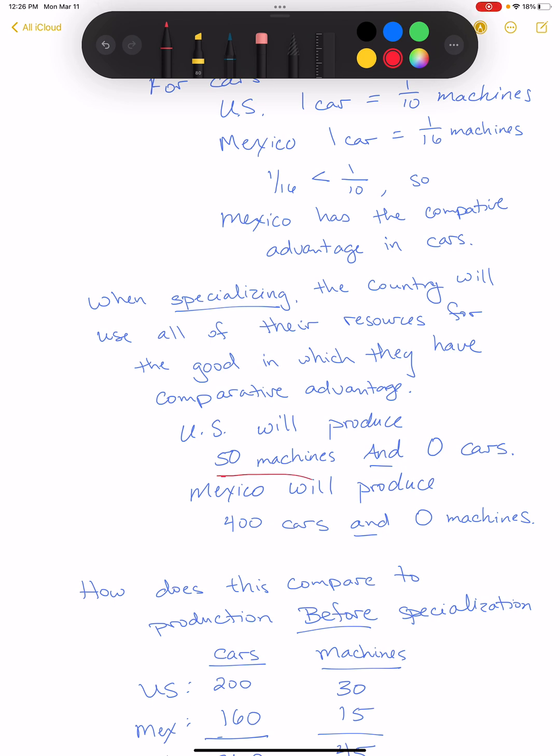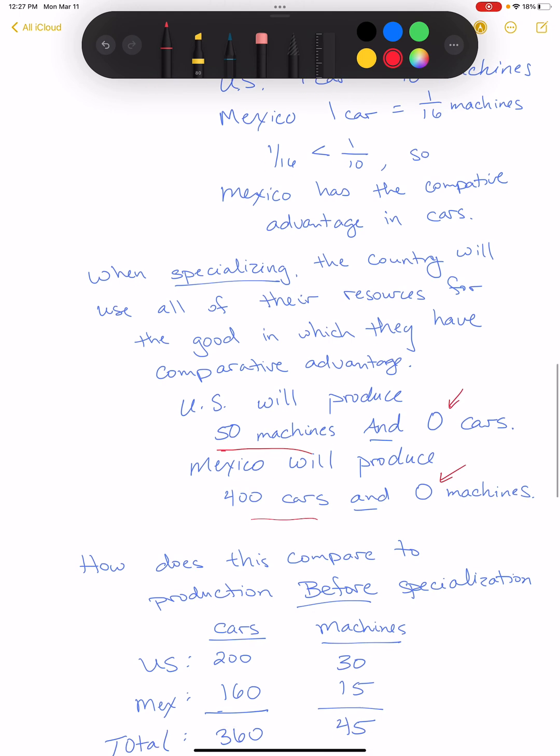And when we use all of our resources towards machines, that will leave none available for cars. Mexico has comparative advantage in cars. So Mexico is going to use all of their resources towards cars, and they'll be able to produce 400 cars during that time, leaving them with no resources available to produce machines. So we're going to end up with 50 machines produced by the United States and 400 cars produced by Mexico.